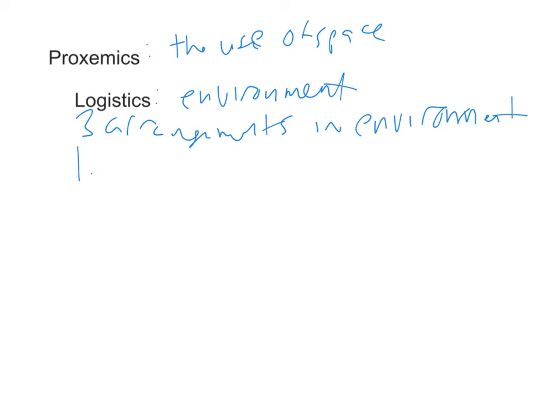So first you have fixed feature arrangements. So in an environment, there might be something called fixed features. Fixed features are things that are relatively permanent or slow to change. For example, if you're in a large room and the ceiling is really high, that's probably a fixed feature. There's nothing you can really do immediately to change the size of the ceiling of the room.